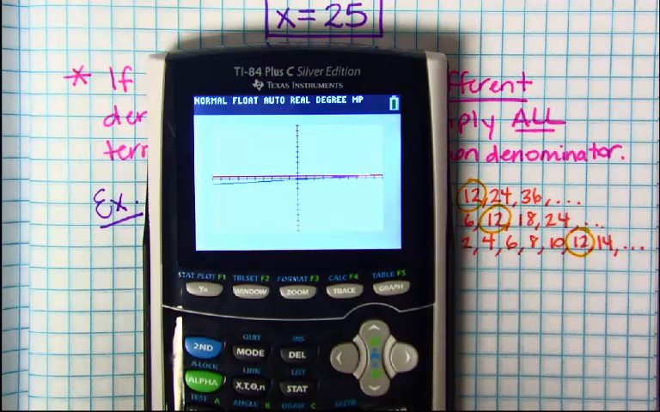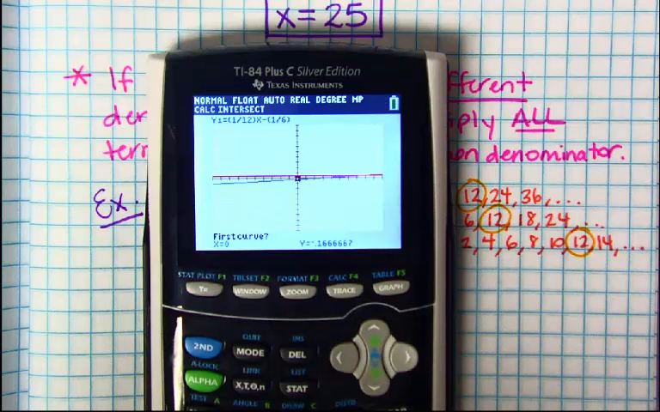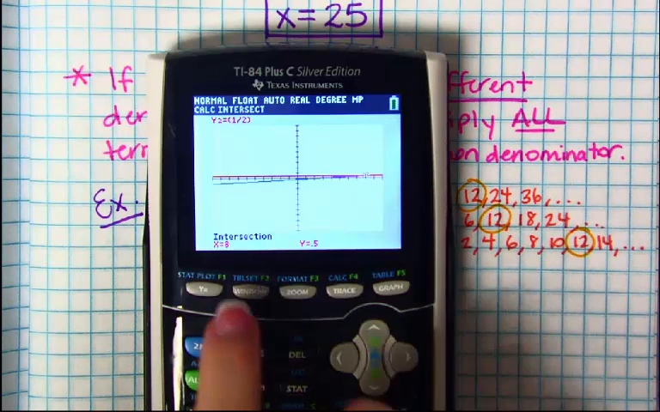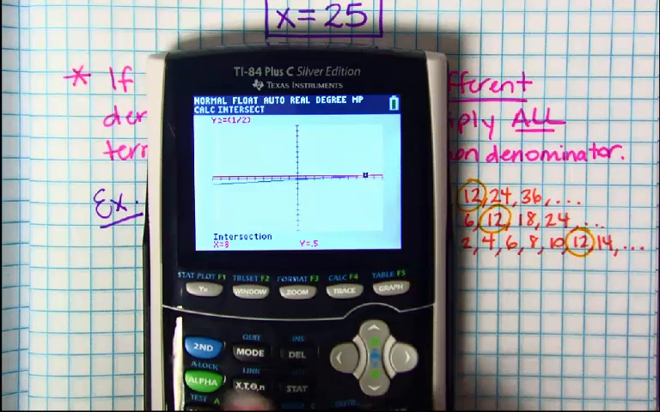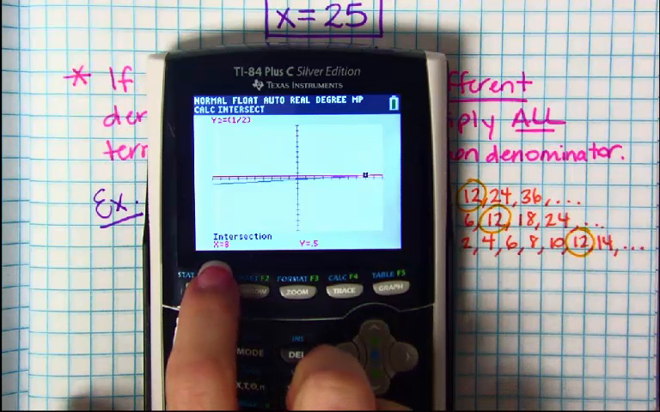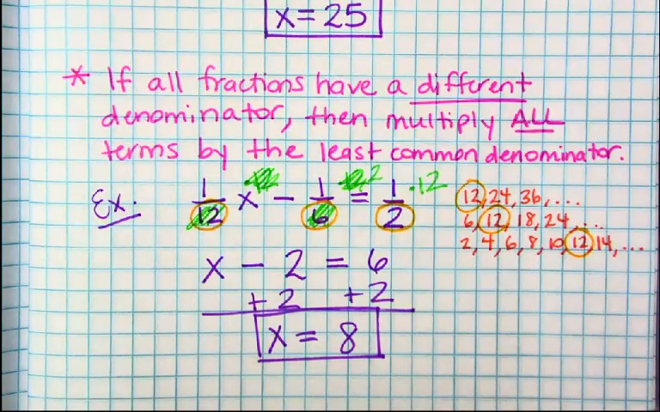So here's my graph. To find the point of intersection, you're going to hit second trace, go to option number 5, intersect, and hit enter 3 times: 1, 2, 3. What you're looking for is whether the x value in the intersection matches the x value that we got for our answer. On my calculator screen, I see that x equals 8. If I look back at my answer, it's x equals 8, so I know I got it correct.